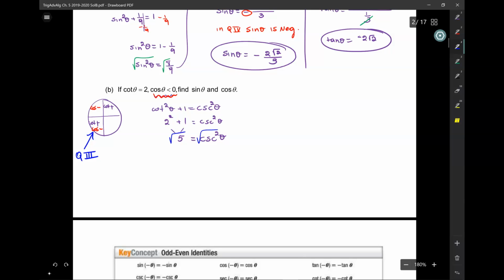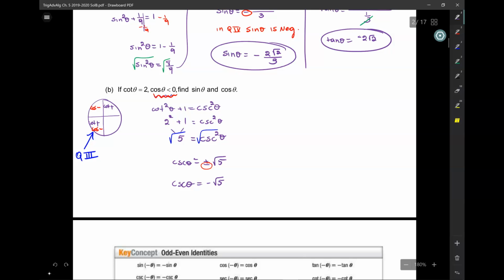You take a square root. So cosecant of theta is plus or minus root 5. Not 2.5, it's 2.21, and so on. Now, I can't have plus or minus, I have to choose one. In quadrant 3, cosecant or sine is negative. So I pick the negative.